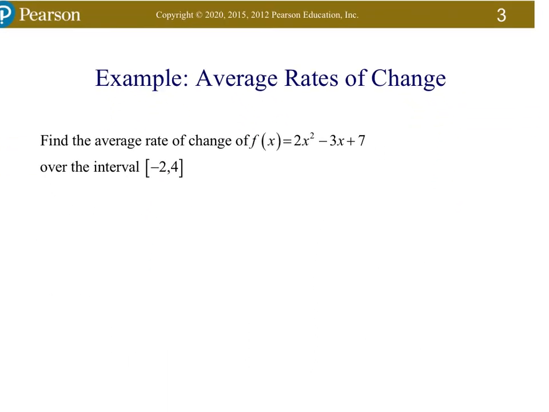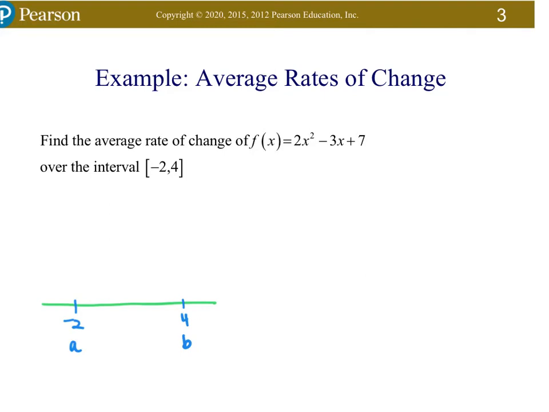Find the average rate of change along the parabola curve, f of x equals 2x squared minus 3x plus 7, over the interval starting at -2 to 4. So we've got -2 and 4. -2 is your a, 4 is your b. Now let's plug those values into this parabola.